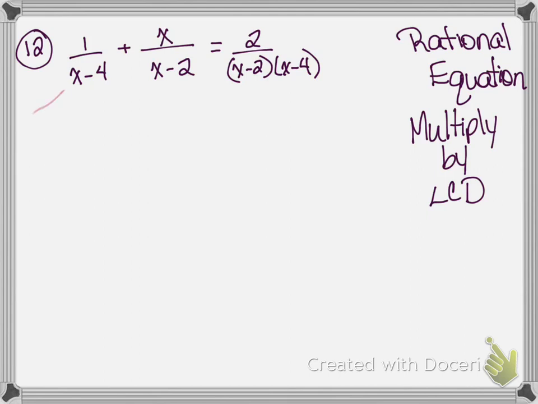So the first thing I'm going to look at is this x minus 4. That is going to be part of our LCD. So we're going to have x minus 4. Okay. The next thing I'm going to look at is x minus 2. So that is another part. That's different than x minus 4. So I've got to have x minus 2 as part of my least common denominator as well.